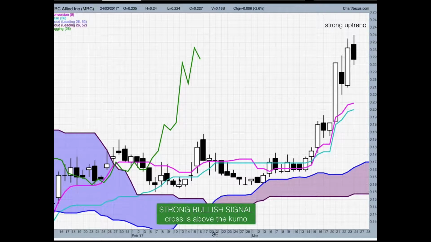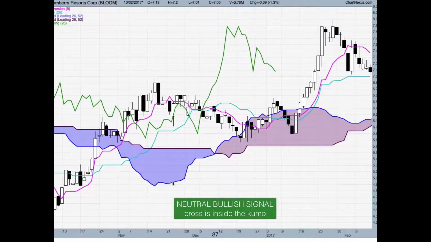After the crossover at 178, price went up almost vertically to 238 and then to the 48 high. Now, a neutral bullish signal is produced if the signal happens inside the Kumo. You see this crossover with the pink line crossed above the blue line? That is a neutral bullish crossover signal.